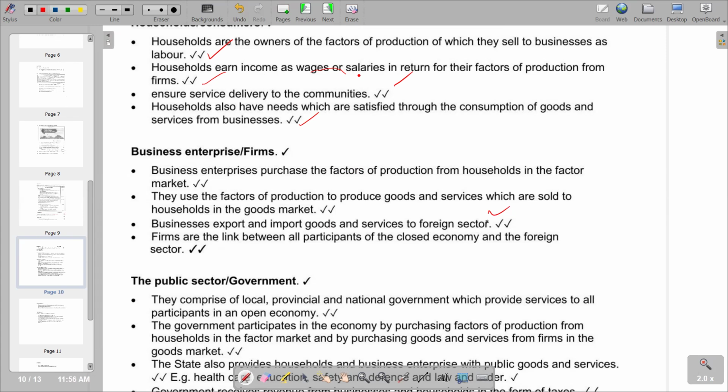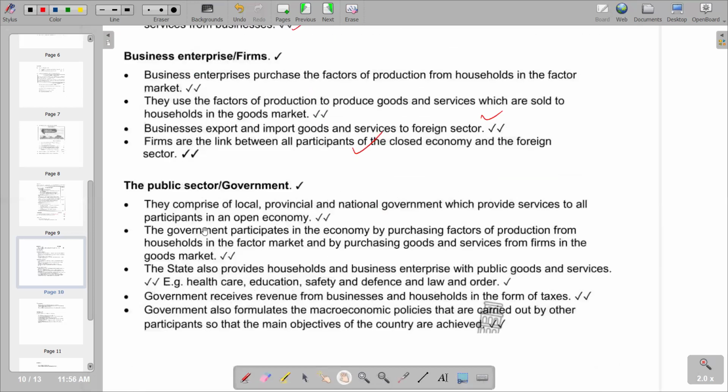The last point is saying firms are the link between all participants of the closed economy and the foreign sector. So this is our last point. Next we've got the public sector or the government, representing another participant that we have, and the explanation that we have is that they comprise local, provincial, and national government, which provide services to all participants in an open economy. So basically, components of a government: we've got the local government, the provincial government, and also the national government. And we are being told that they provide services to all participants in an open economy.